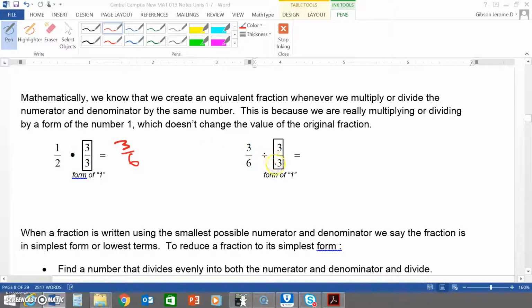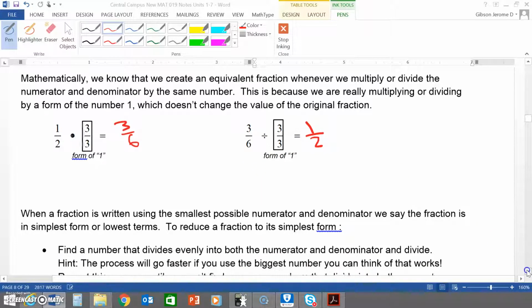Now we come here with division. 3 divided by 3 is 1. 6 divided by 3 is 2. Now, 3 over 3 is still considered 1, and we know anything divided by 1 is the same value. So it did not change the value, it just looks different.